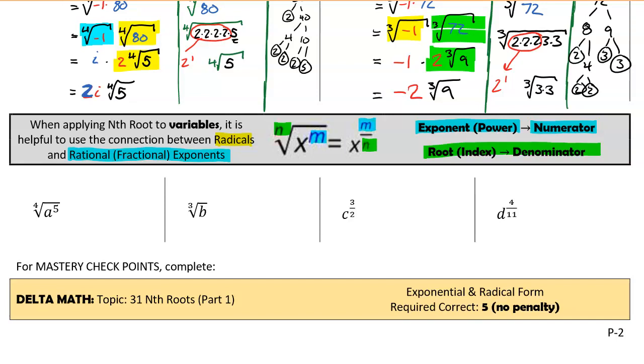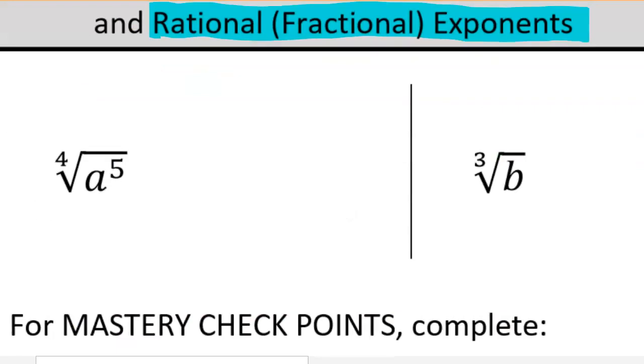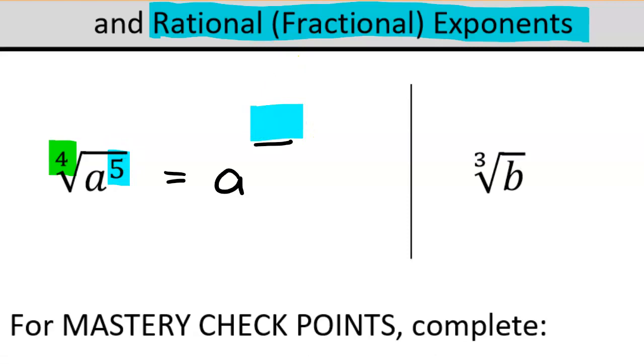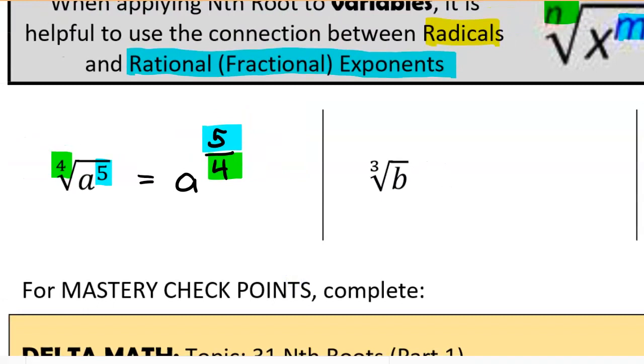So if I was given the fourth root of a to the fifth, I can interpret this as, well, the index and the exponent. I will interpret this as a to the fractional exponent where the exponent will become the numerator. So we're going to have 5 over the index, which is the denominator of 4. Power over root. Looking at b, here I must remember that the exponent here is technically a 1 on my value of b, and we see that the index is 3. So interpreting this then is b raised to the fractional exponent of 1/3. Power over root, exponent over root.